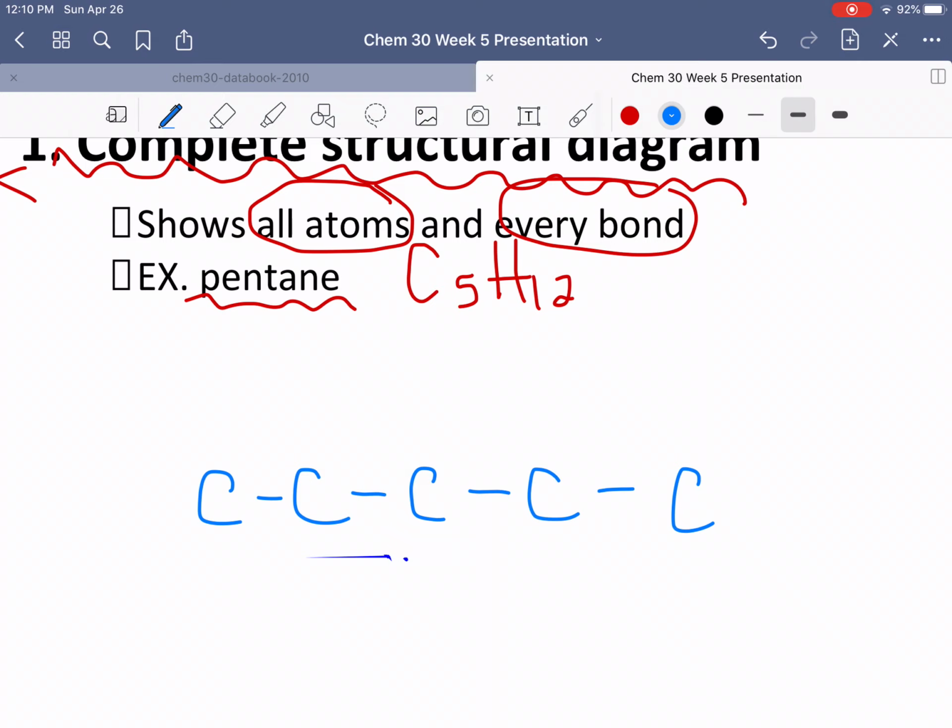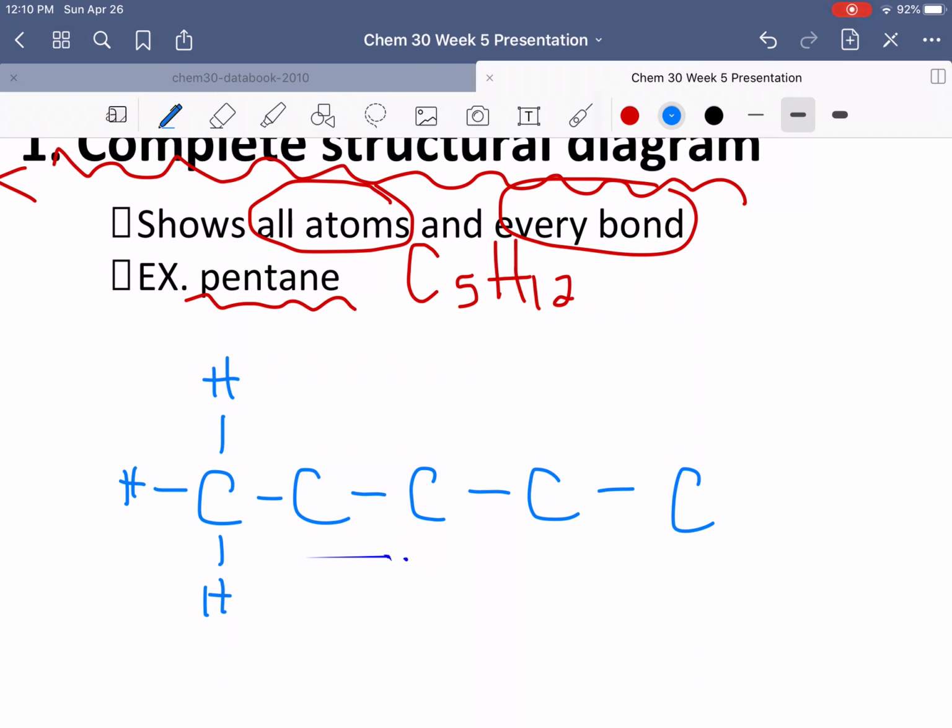This first carbon is bonded once, so I need to add another 2, 3, 4 bonds. On each of those bonds is going to be a hydrogen. That's how these hydrocarbons work. There is an endless number of hydrogens we can put on to get our carbons bonded 4 times.